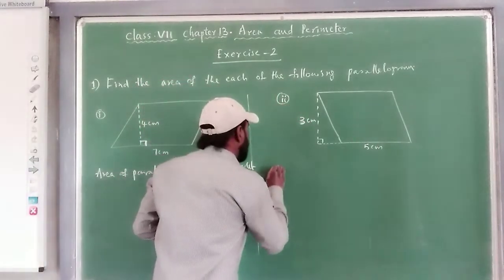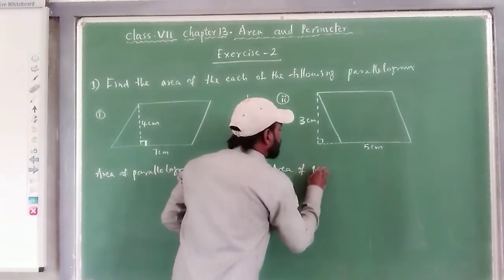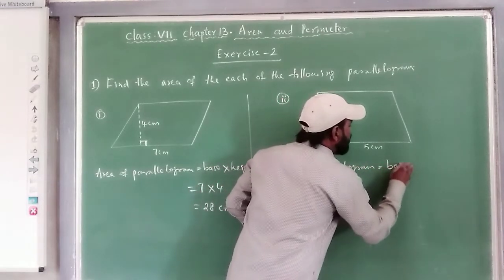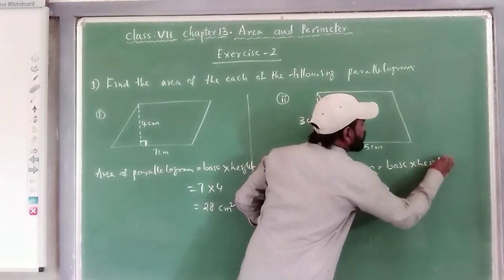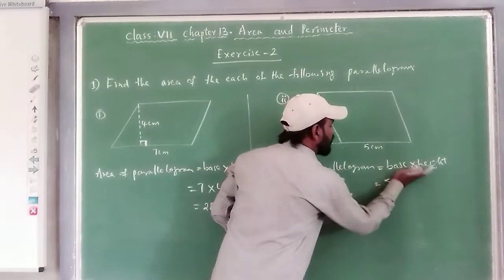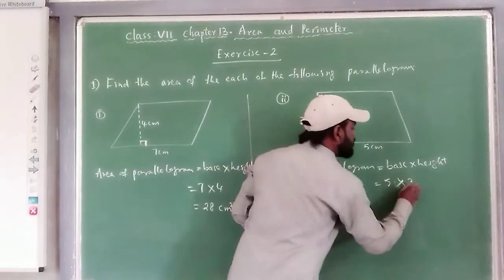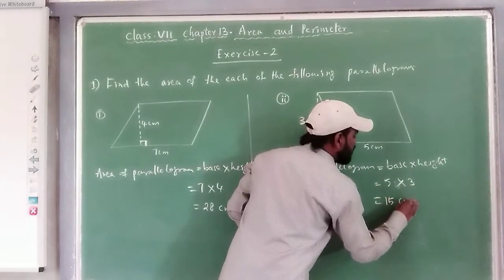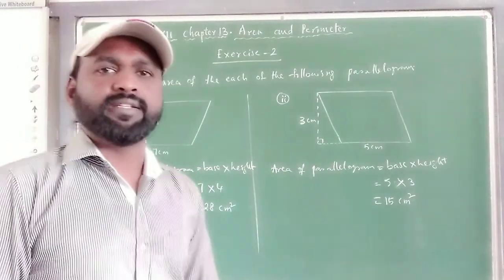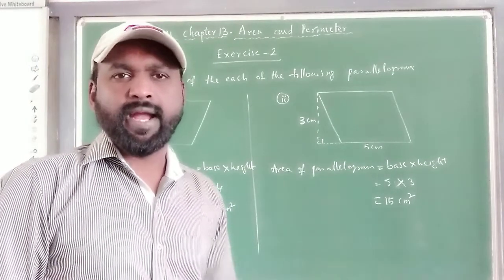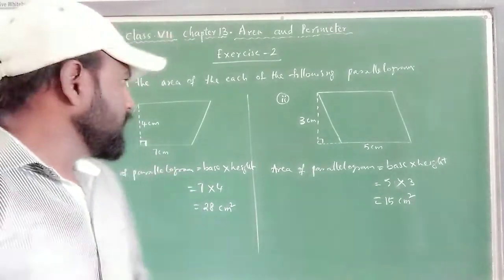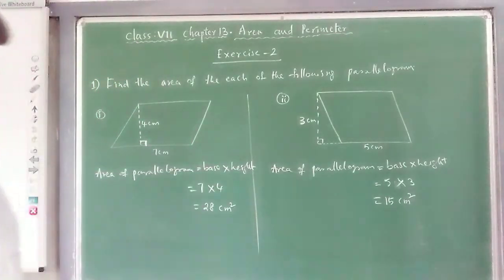Next figure: the base is 5 centimeters, the height is 3 centimeters. Same formula, area of parallelogram is base into height. So base is 5 centimeters and height is 3 centimeters. 5 3s are 15 centimeters square. Very simple. If you know the formula to find the area of a parallelogram, base into height, just multiply the two values and you will get the answer. So simple, right? Let us see the remaining figures of this question.